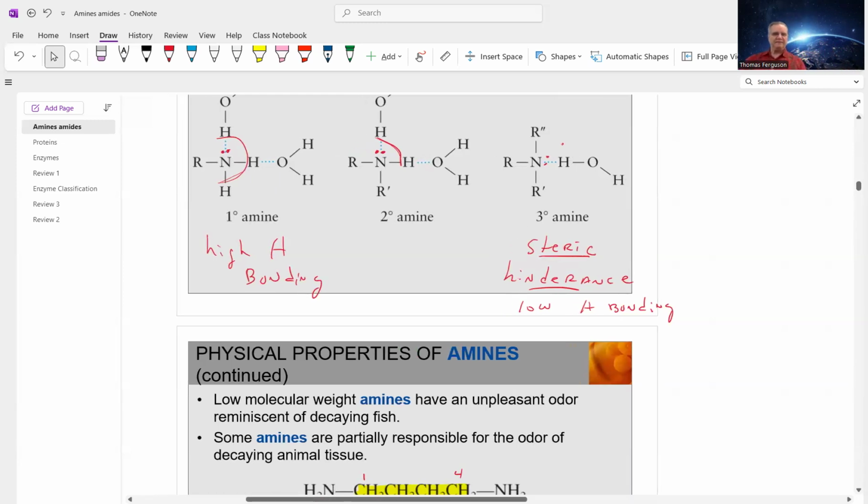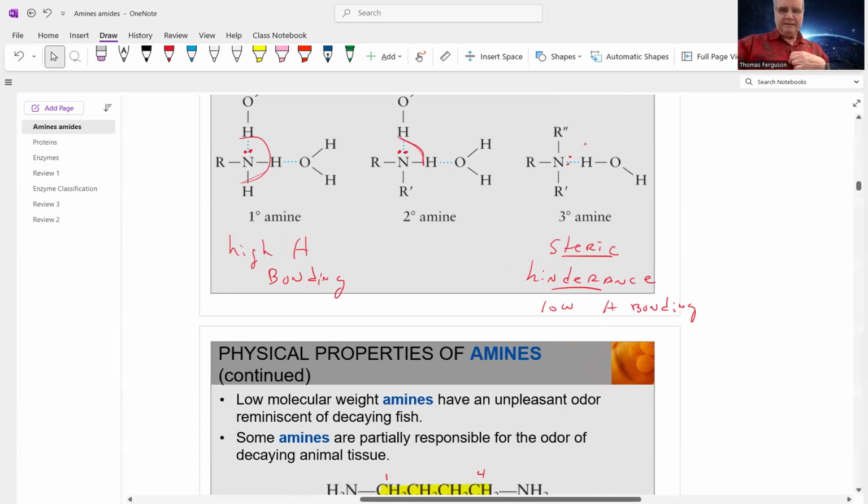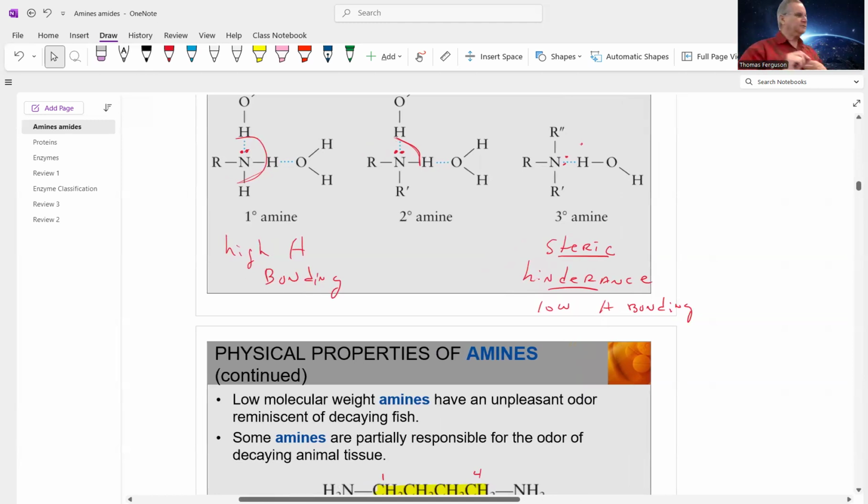Another problem with amines is we've got something called steric hindrance. We've mentioned this a little bit before, but when you have structures around the nitrogen, it's going to prevent other atoms from getting close to it. And that's again called steric hindrance. So its effect of hydrogen bonding is less than if we didn't have these R groups around it.